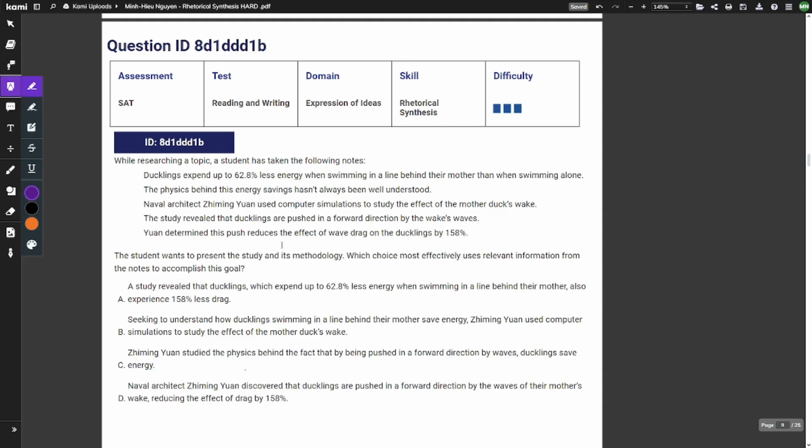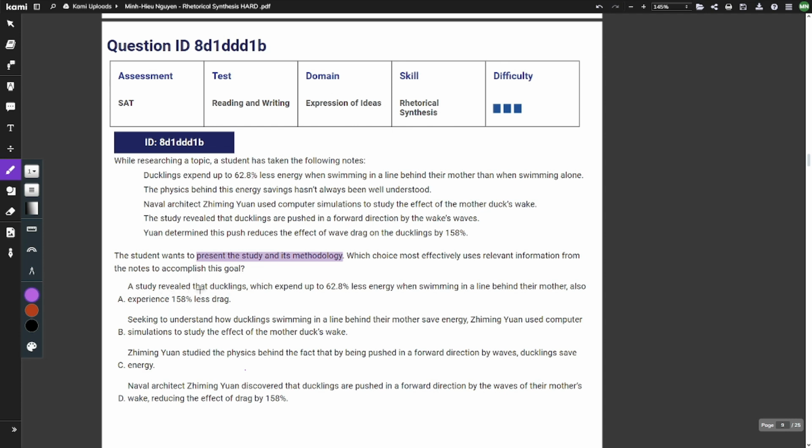Question number 9. Let's find the task, which is to present the study and its methodology. Now, if you don't know what a methodology is, it basically means what did they do to reach their goal? How did they approach the problem? What did they do to solve that problem? So let's look at A.